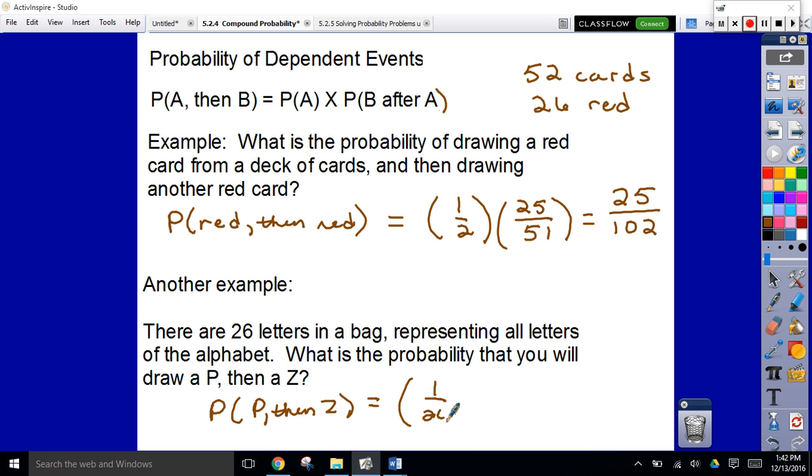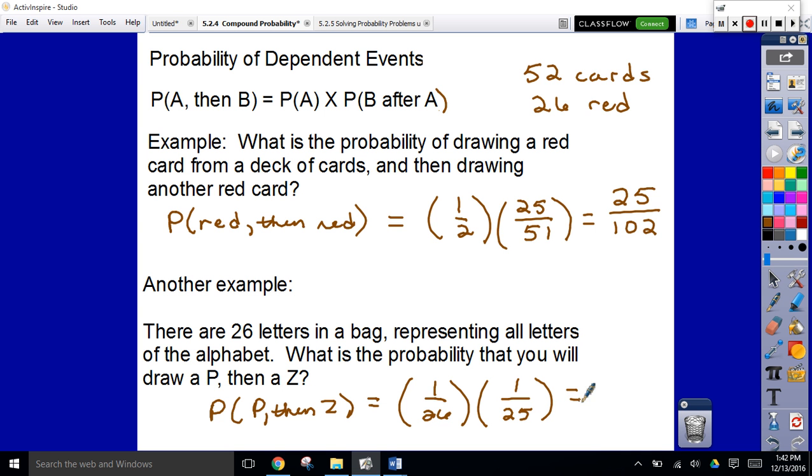Okay, now after you draw the P, what's the probability that you're going to draw a Z? Andrew? Would you take the P out? We took the P out. It didn't say that. So okay, so 1 out of 25. Good. Always assume that you're not putting it back unless it tells you that you're putting it back.